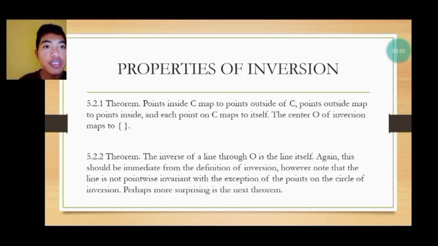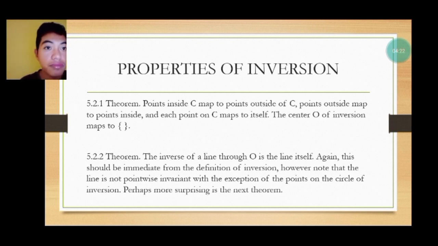The first property of inversion is this theorem: points inside C map to points outside of C, points outside map to points inside, and each point on C maps to itself. The center of inversion maps to what we call the point at infinity.